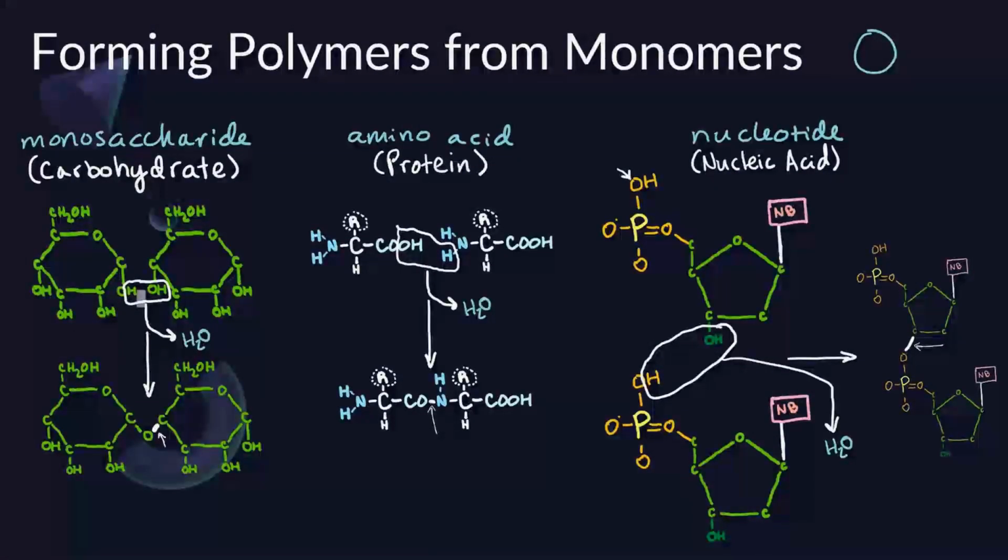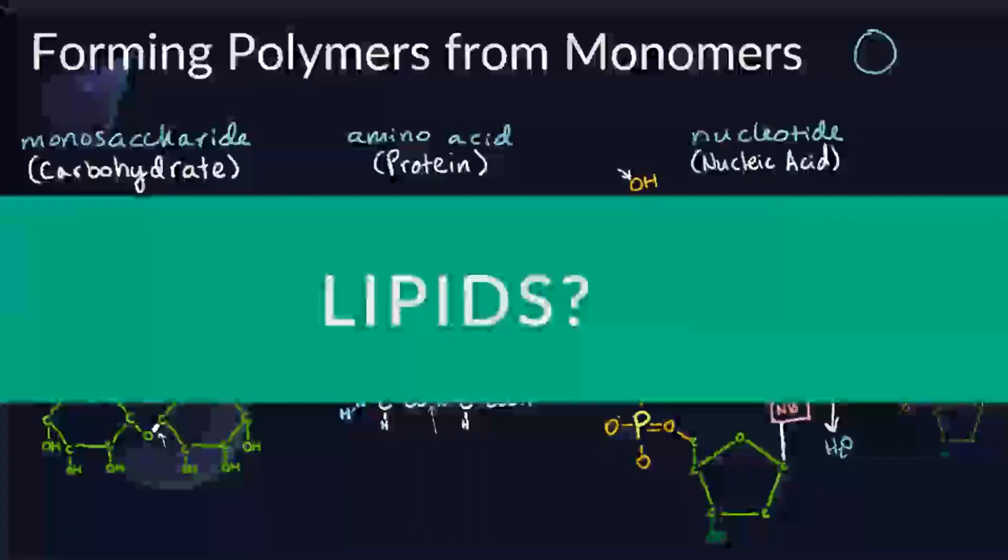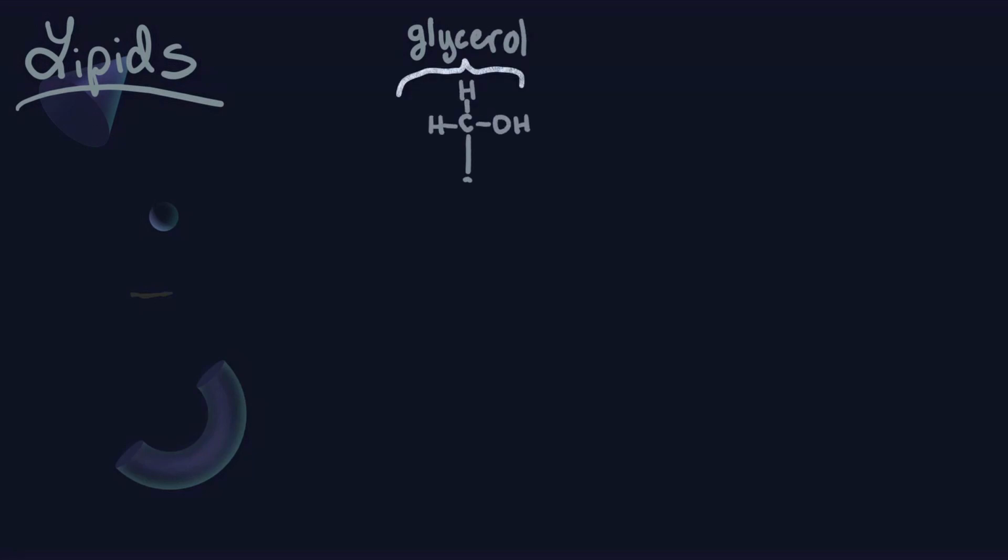Okay, but wait, don't you tune out yet. There is more. What about lipids? Well, let me erase all this right quick. Now, lipids are a bit odd, a bit different. Lipids are made up of glycerol, which looks something like this. You've got carbons and hydroxyl groups all bound together. And then lipids are also made up of fatty acids, which look something like this.